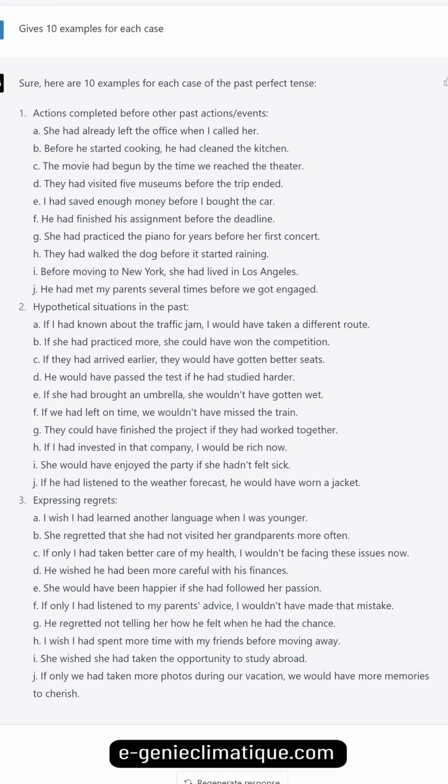Give 10 examples for each case. Sure. Here are 10 examples for each case of the past perfect tense. Actions completed before other past actions or events.